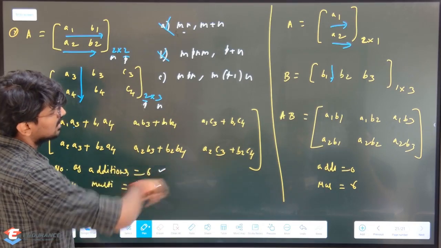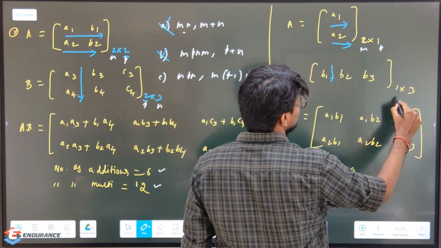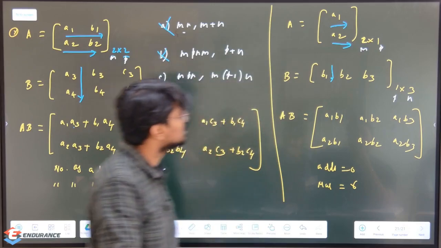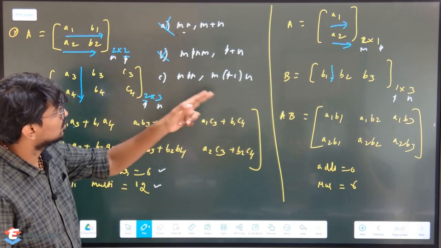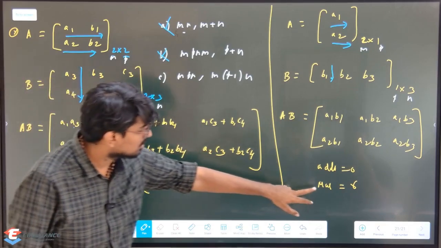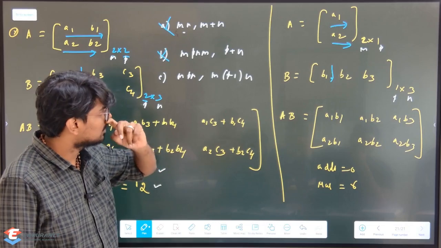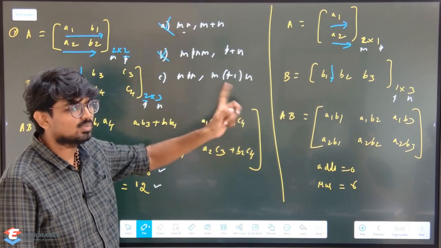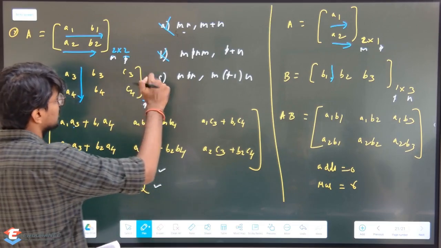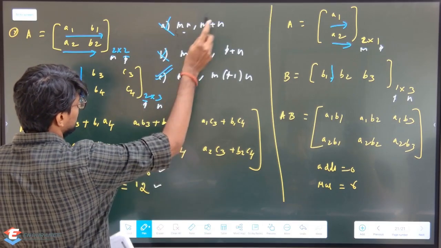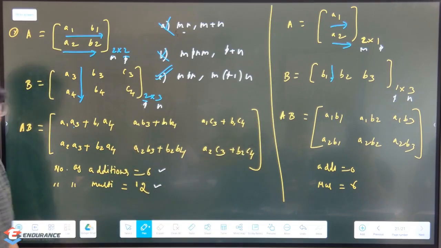What about that? MPN. This is M, this is P, this is P, this is N. What is MPN? 2 into 1 into 3, which is 6. Number of multiplications are 6. Next, M into P minus 1, P is 1. So 1 minus 1 is 0. So number of addition is becoming 0. So this is satisfying both. Option D, if you check, it won't satisfy. Okay, option D, you can check it.